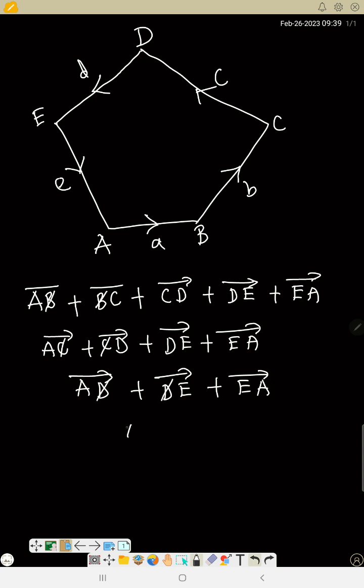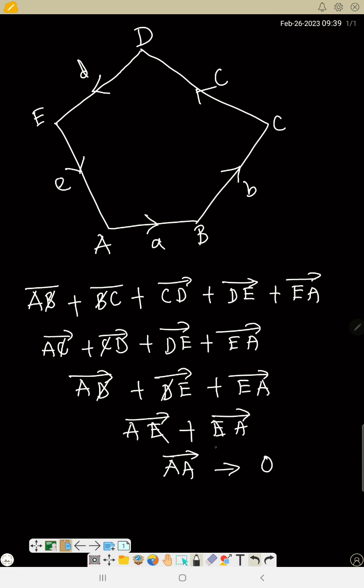So this one again, AE plus EA. So E will go again, that is A. Now this means the vector starts from A and ends in A, and that is 0. So the resultant here is 0.